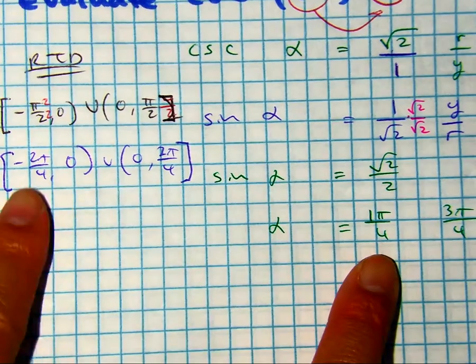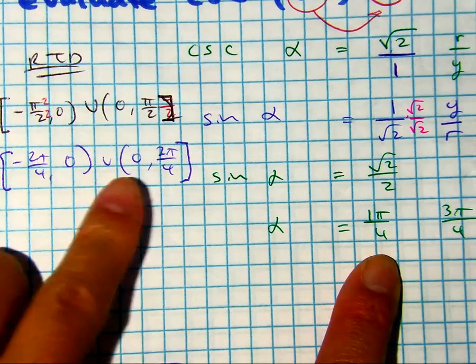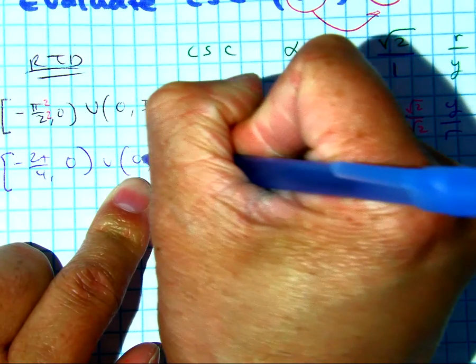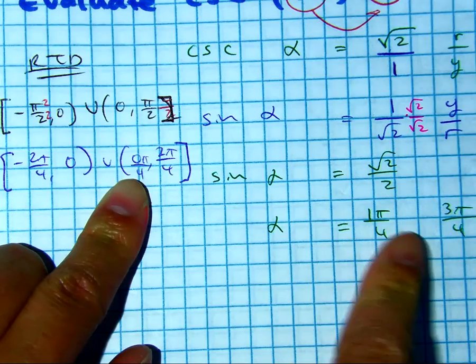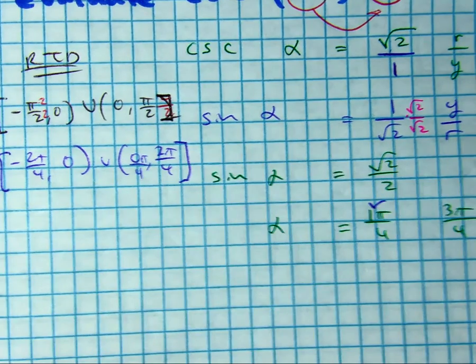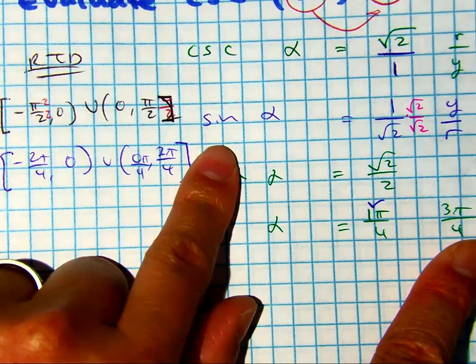Yes or no? Is pi over 4 in our restricted domain? Yeah, it's over here. Remember, another way of thinking about 0 is 0 pi over 4. So 1 pi over 4 works. How about 3 pi over 4? This would be a no, because this is 2 pi over 4. 3 pi over 4 is on the outside.